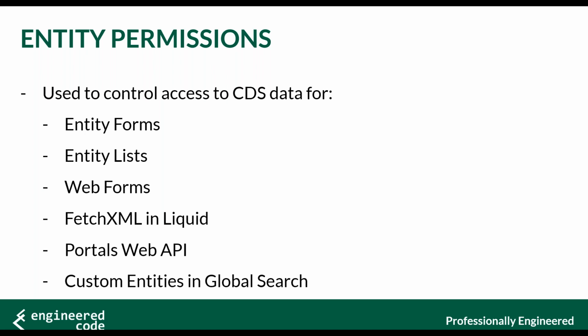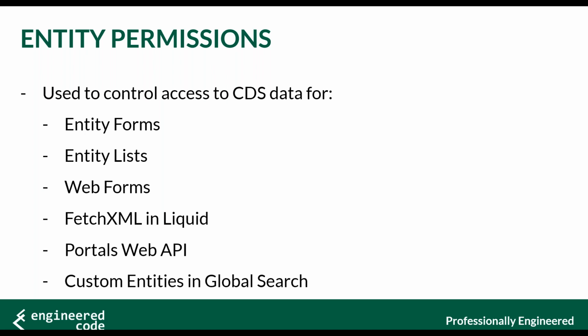So if you ever wanted to add your own entity types to the global search, one of the things you have to do is configure the entity permissions appropriately. Again, entity permissions are all about controlling access to the underlying data that is in our CDS instance that's attached to our portal. The ones that I've got here on the screen are entity forms, entity lists, web forms, fetch XML and Liquid, portals web API, and the custom entities in global search. Those are all aspects where the entity permissions functionality is enforced.